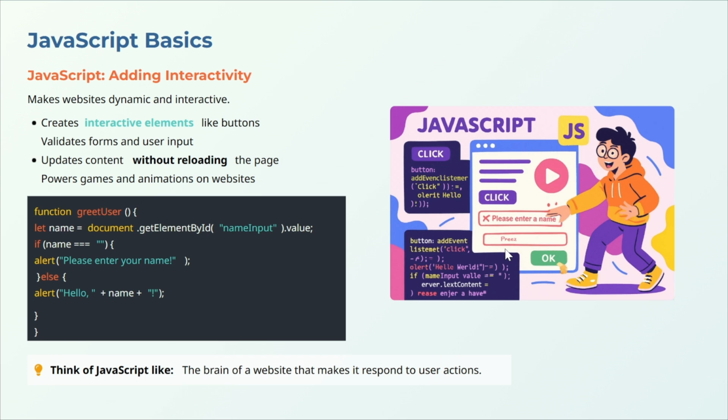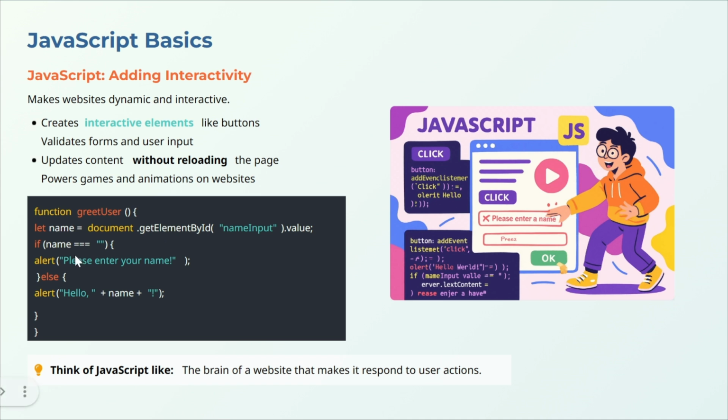Now let's look at that. First of all, we get the name of the user, and in this case, it is name equals document.getElementById. So what is the ID? nameInput.value. So what is the value? It is the name, right? So if the name is empty, in this case, we will send an alert to the user that please enter your name.